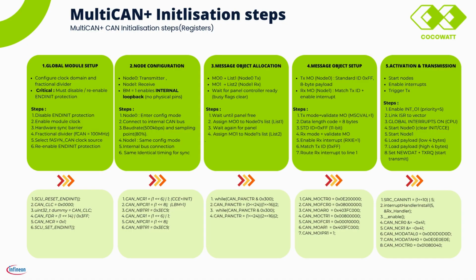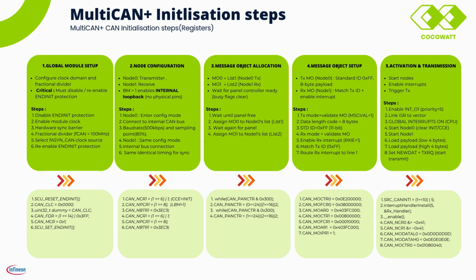Now, message object setup. For transmission, node 0 will use a standard ID of 0FF and an 8-byte payload. Node 1 will match this ID and have interrupts enabled. Steps include validating the message object, setting the data length, and enabling the RX interrupt.